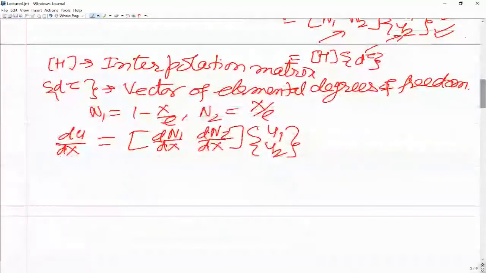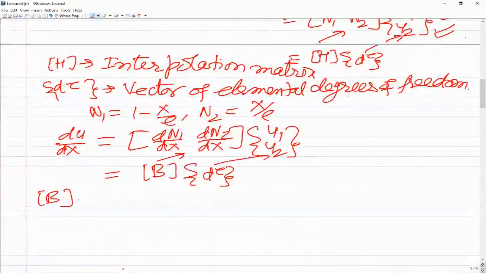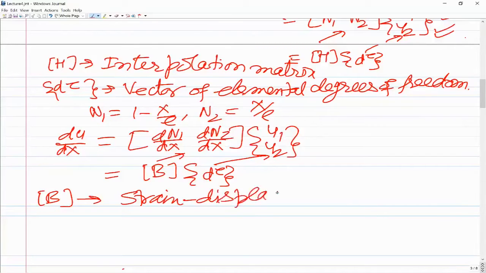Then we have another set of notations. We refer to this as B into DE. So this is B and this is D. D we have already said is the vector of elemental degrees of freedom, and B is known as the strain displacement matrix. In solid mechanics problems, we call it the strain displacement matrix. If it is a thermal conduction problem, then it would be the temperature gradient matrix.